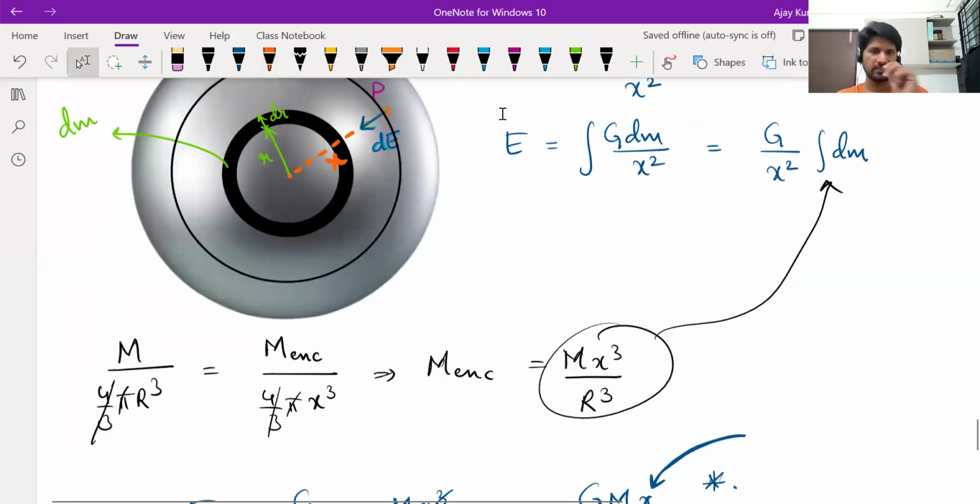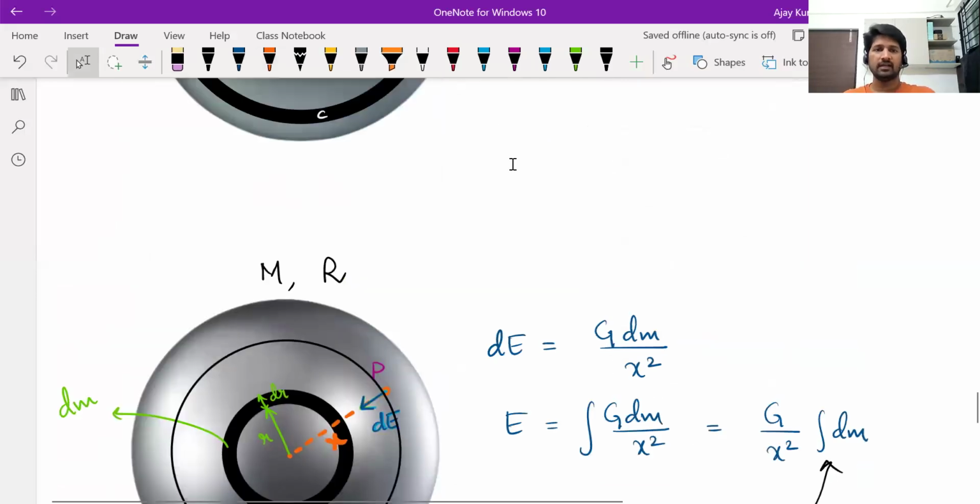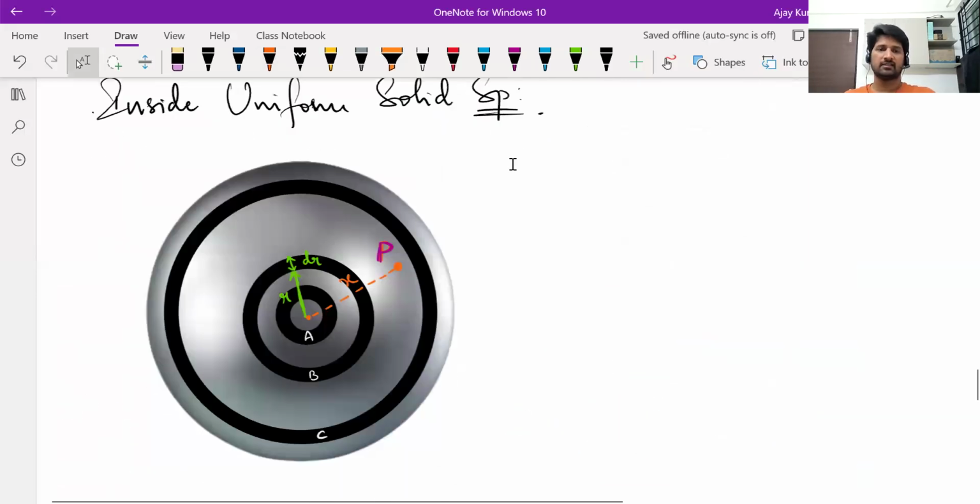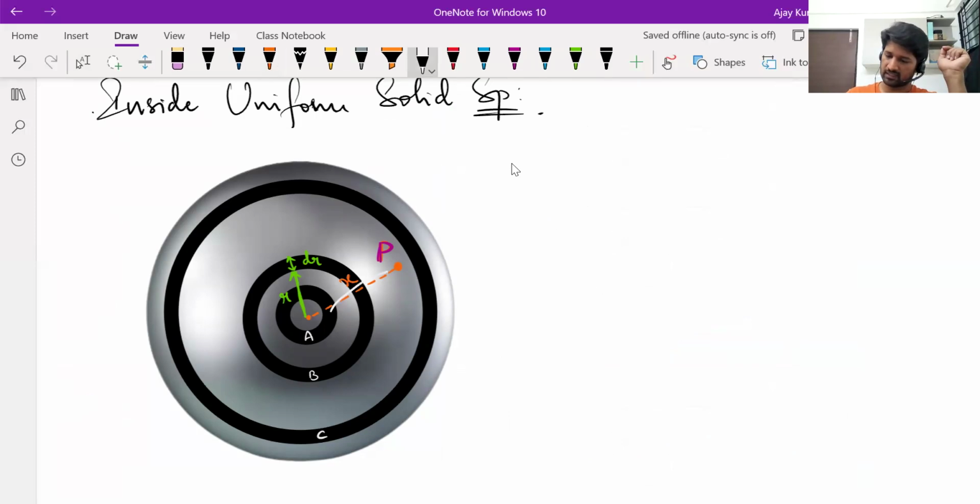Okay. Hope the derivation is clear to all of you. We are treating the solid sphere as a collection of shells, and we want the field at a point inside the solid sphere. Now that point P will be external to some of these shells. For example, to the shell A, it's an external point. To the shell B also, it's an external point.